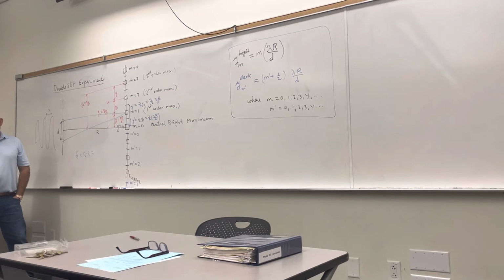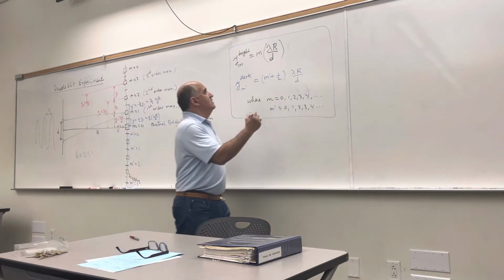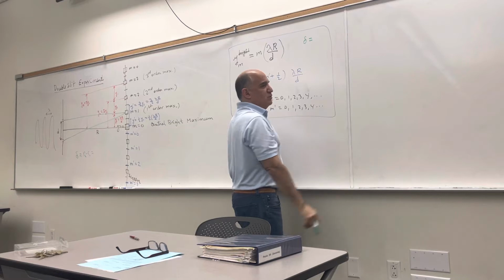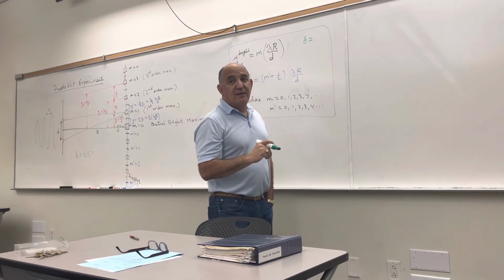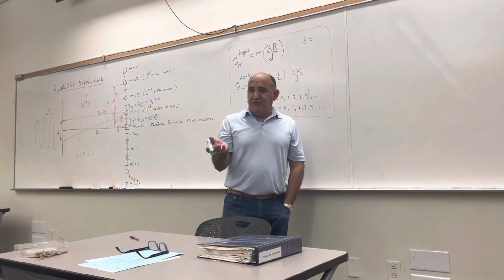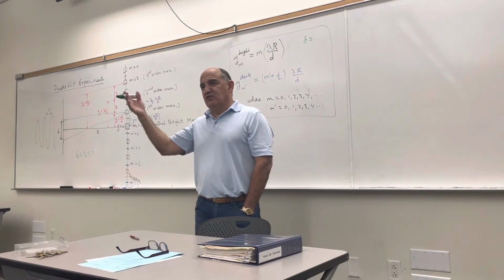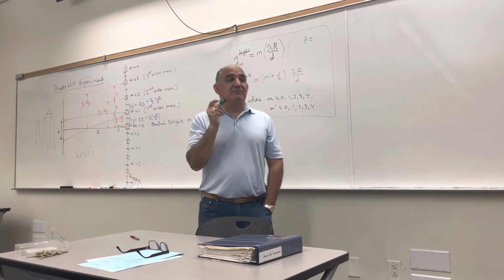What are the conditions for bright spots for the path length difference? What's the condition for bright spots? They have to be in phase. So they are in phase, so it'll give you a bright spot. So what's the formula? What is the condition that has to be satisfied? M times lambda, right?